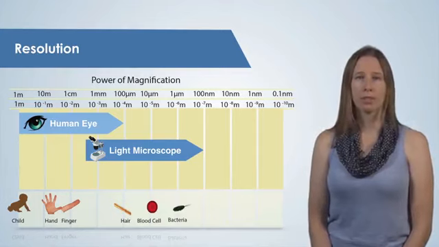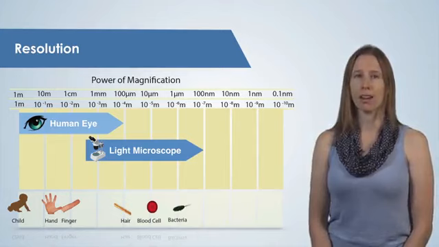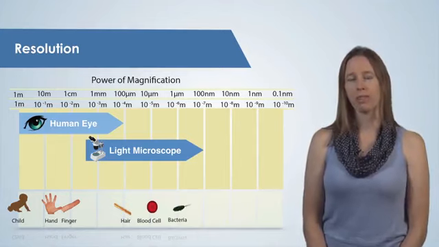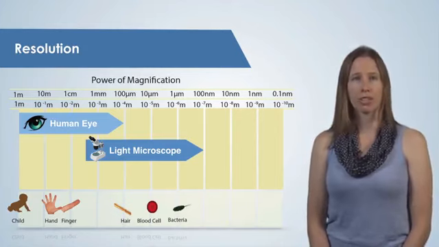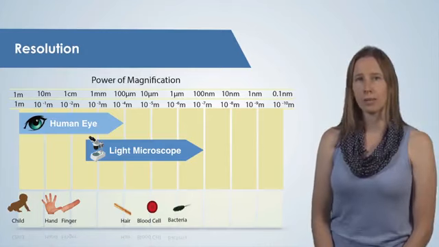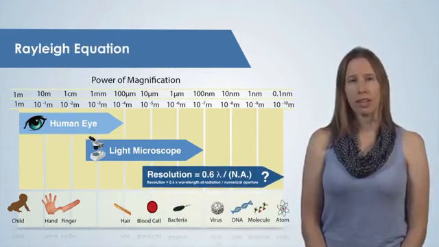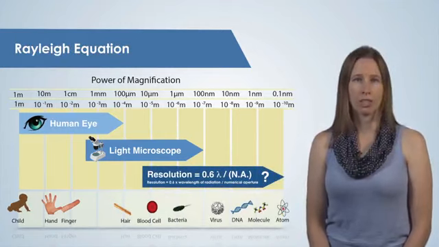The best light microscopes can see things that are 0.2 microns wide. This is about 1,000 times smaller than what we can see with our eyes. Often, we will talk about the resolution of a microscope, which is the smallest feature that the microscope is able to image. There's a simple equation called the Rayleigh equation that describes the best resolution a microscope can achieve.